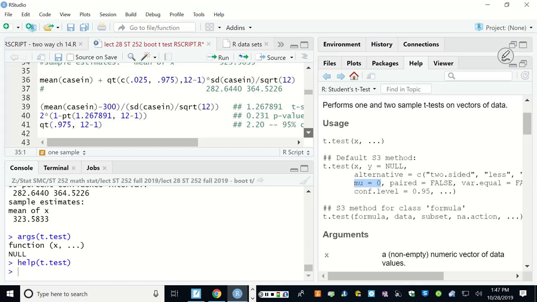But it relies on the exact shape of the t-distribution. 2.2 would be the 95% critical value. So we would reject if the t-statistic is beyond 2.2. But it's 1.2, so it's not that far out. That's all well and fine.